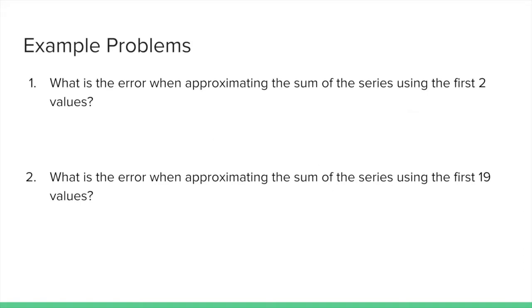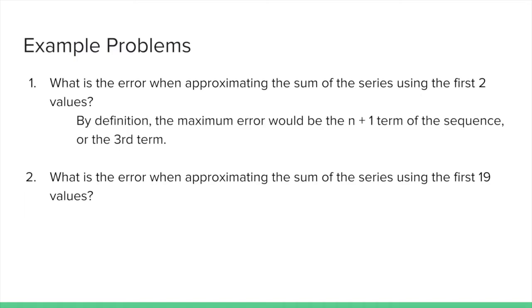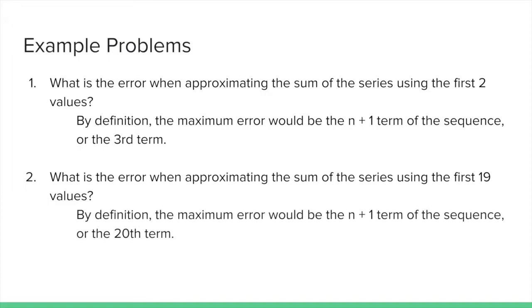Now let's move on to some example problems. Number 1. What is the error when approximating the sum of a series using the first two values? By the definition, the maximum error would be the n plus 1 term of the sequence. So in this case, it would be the third term. Number 2. What is the error when approximating the sum of a series using the first 19 values? Well, again, by the definition, the maximum error would be the n plus 1 term of the sequence, which would be 19 plus 1, or the 20th term.